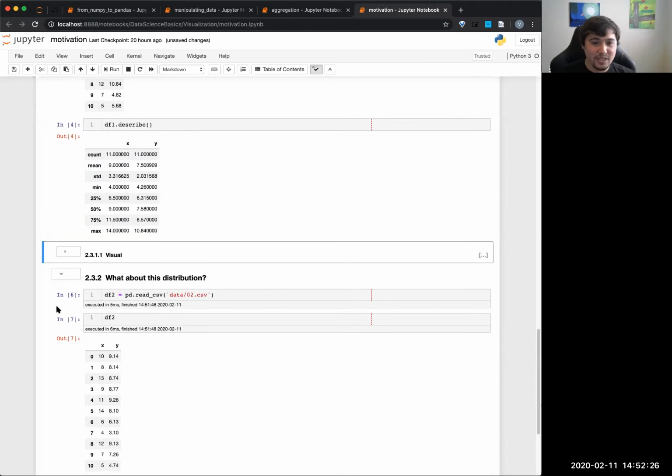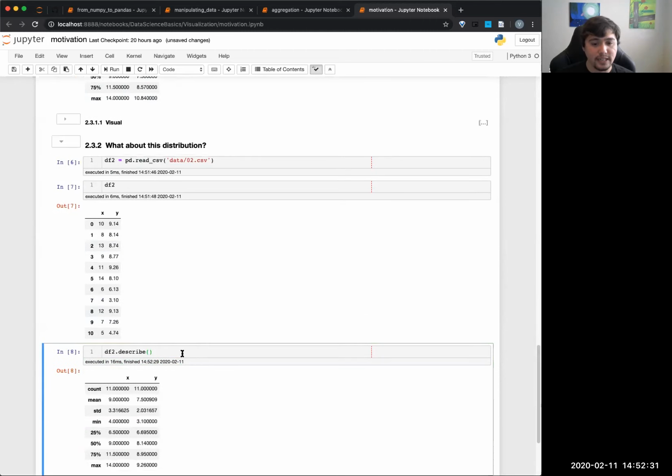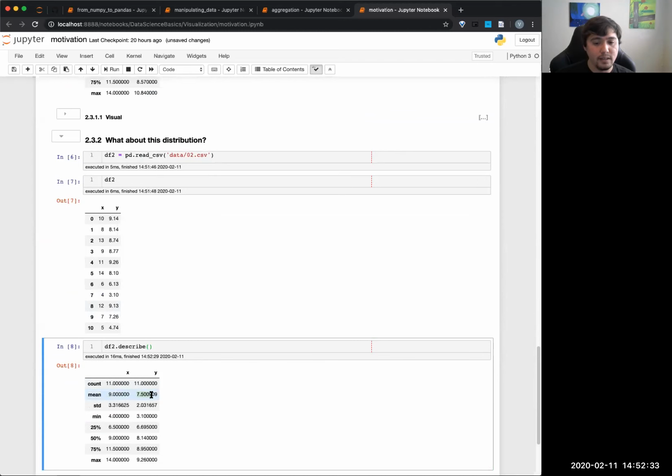So one quick thing that we learned is df2.describe. We can actually see a little bit. So let's check this out. Hey, look, the mean is 9, 7.5. Okay, standard deviation 3.